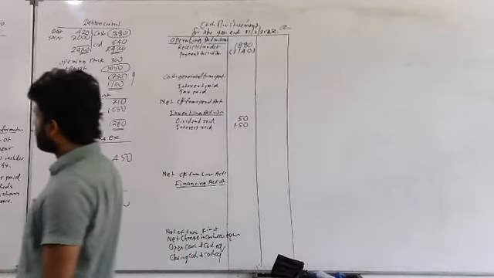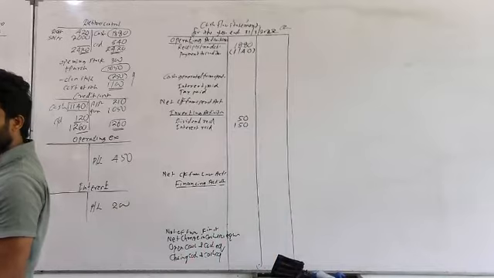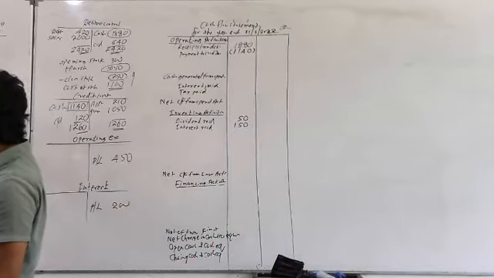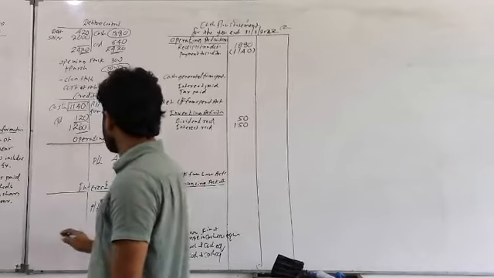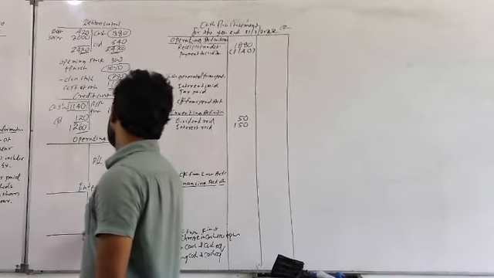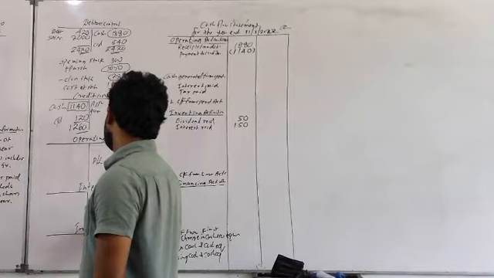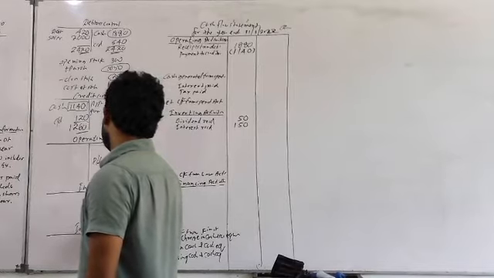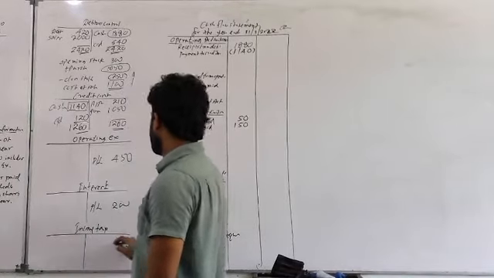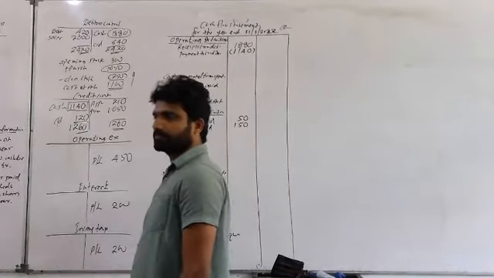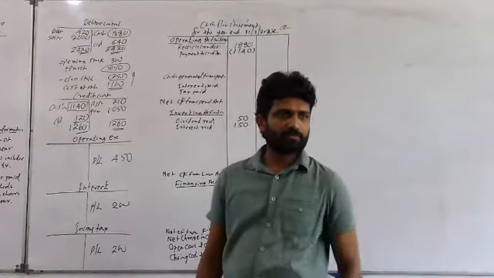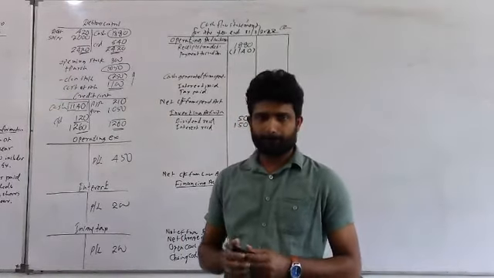Then profit before tax, is it required? No. Income tax, what is this? Amount paid or expense? Expense. So the income tax, transfer this 200 to profit and loss. They are also the same. Understand? Right.